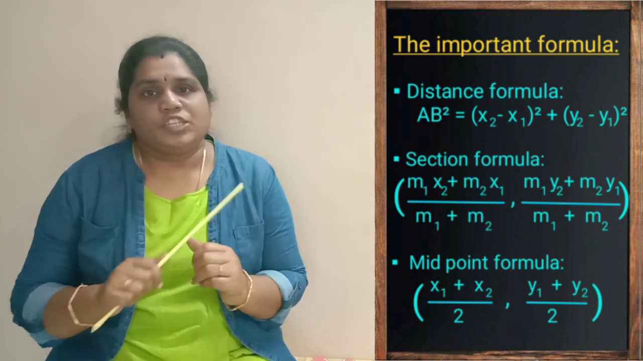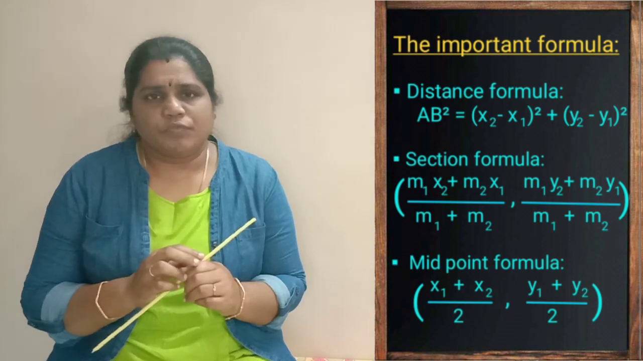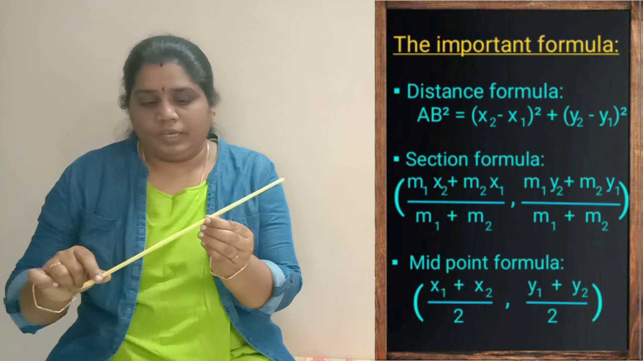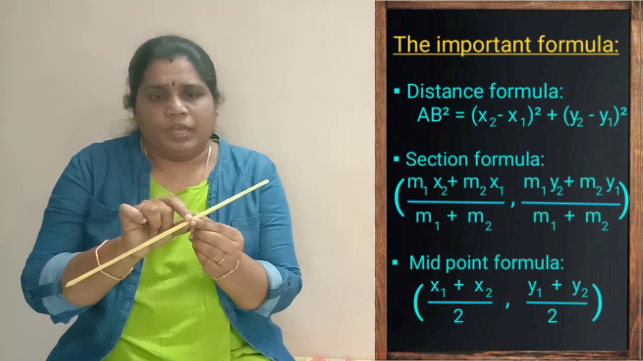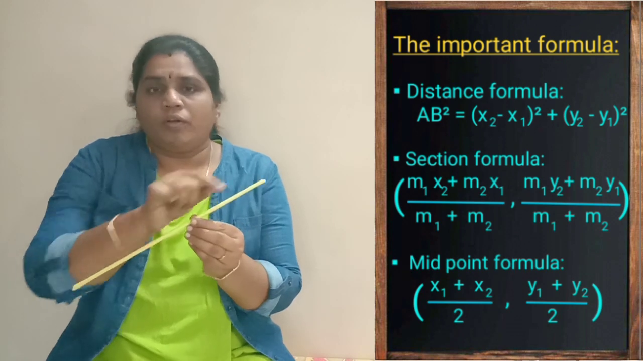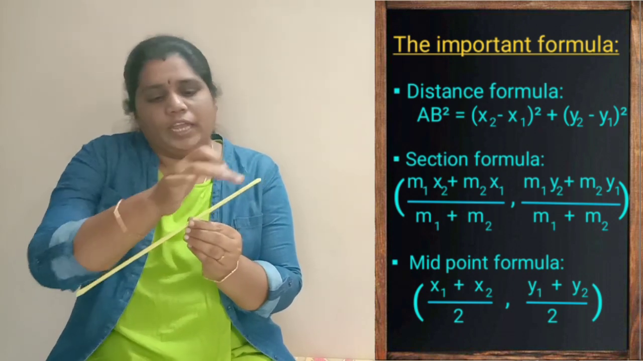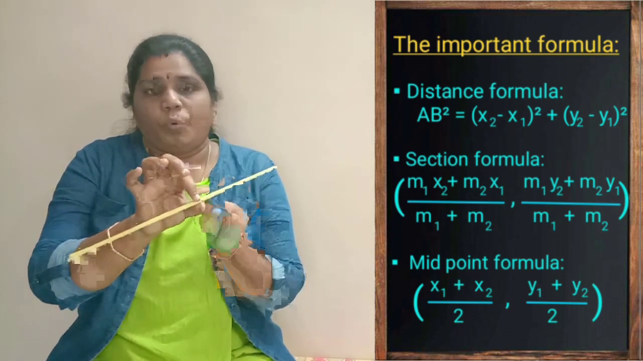Next, I have given you the section formula. What is a section? A line joining points A and B is divided at one point P. The point P can be anywhere on the line, it need not be here or there, anywhere on the line.